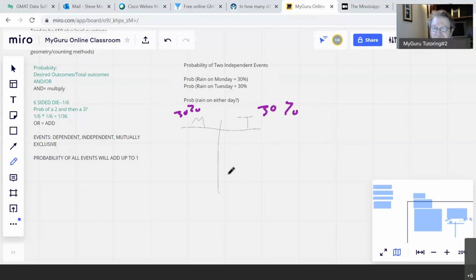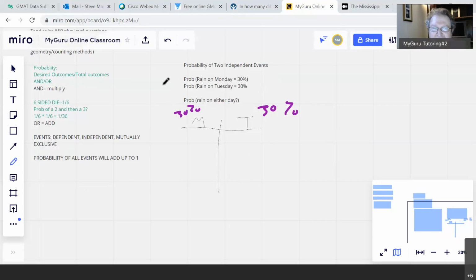Now it's easy to treat this exactly as if it's going to be exactly like the dice, right? The problem is that these are not dependent events. I'm sorry, these are independent events. What happens on Monday has got nothing to do with what happens on Tuesday. So if we're looking at the probability of it raining on Monday, if it's raining on Monday and Tuesday, we don't want to double count that. All right. So let's take a look.